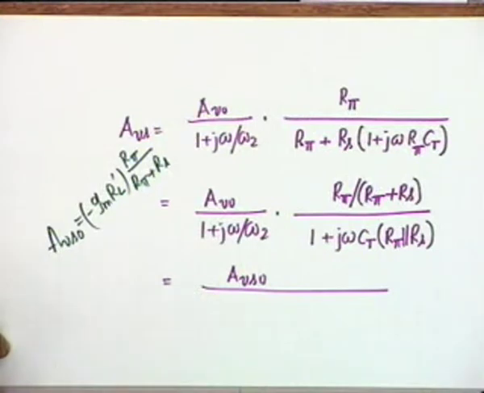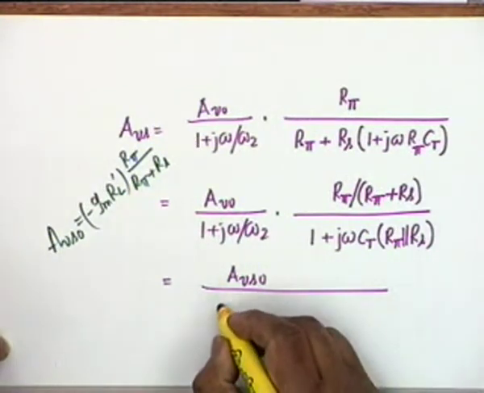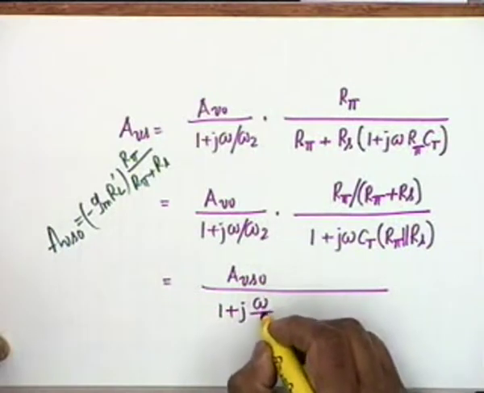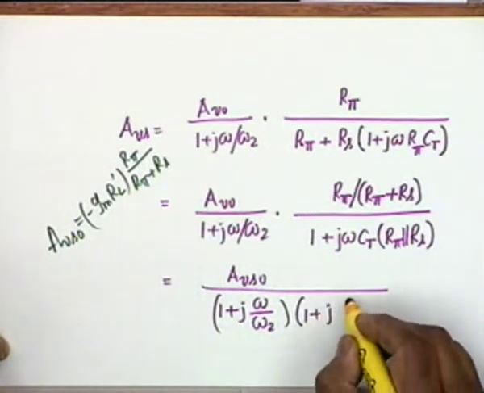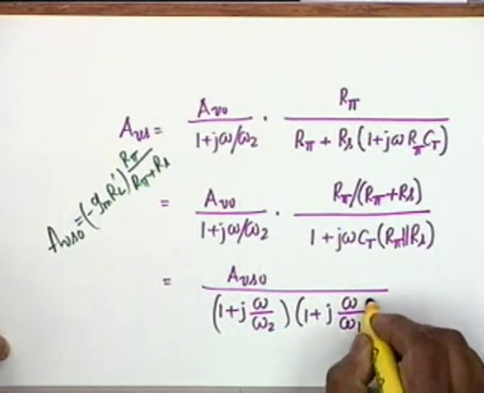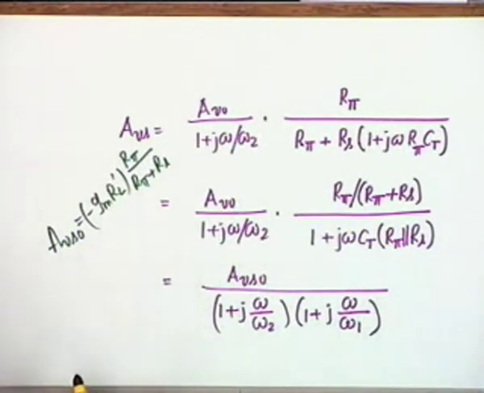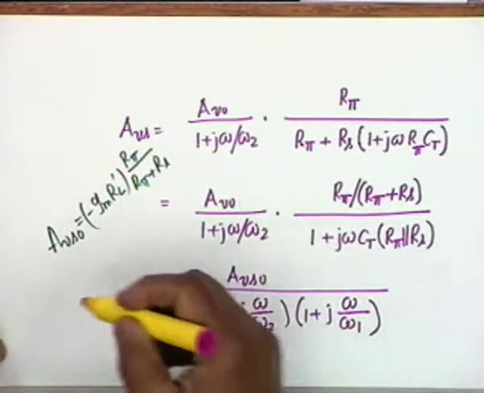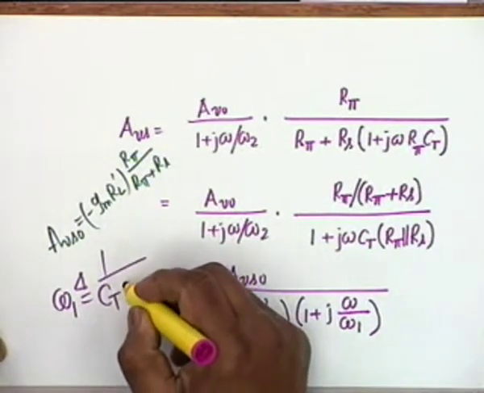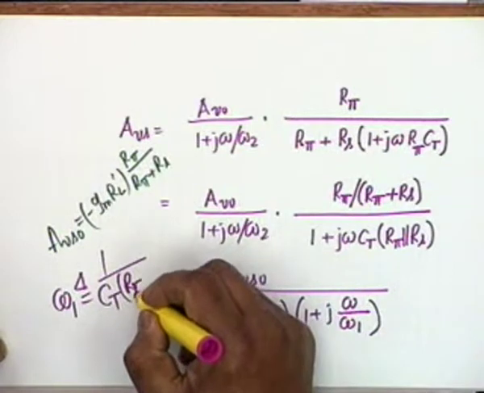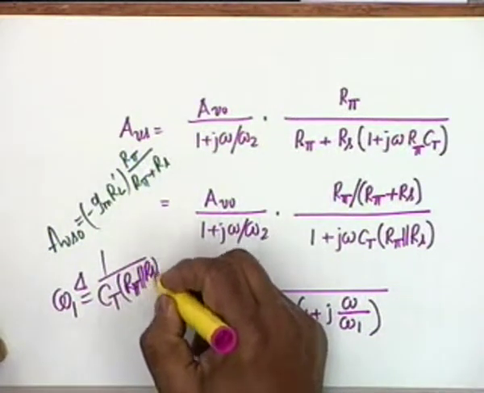Okay, and divided by 1 plus j omega by omega 2 multiplied by 1 plus j omega by omega 1. We define a new frequency omega 1, which is the reciprocal of Ct multiplied by R pi parallel Rs. So omega 1 is defined as 1 over Ct R pi parallel Rs.